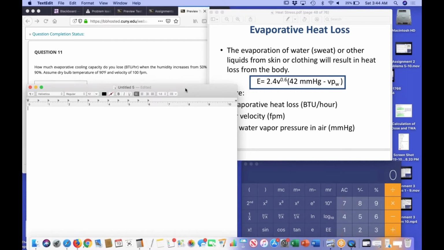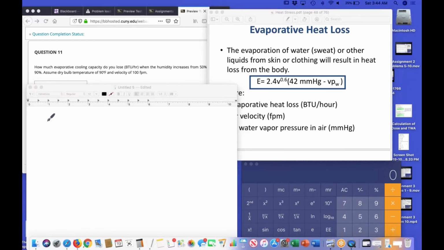Okay, so let's give this a try. I'm going to start by getting a pen. Okay, here we go. I'm going to take our formula E, and I'm going to start actually solving this equation. E equals 2.4 times 0.06, the velocity, and the velocity is 100 feet per minute, to the 0.6 power, times 42 millimeters minus the vapor pressure at, well, our starting humidity is 50%. So we're going to have to figure out what that vapor pressure is at 50%.